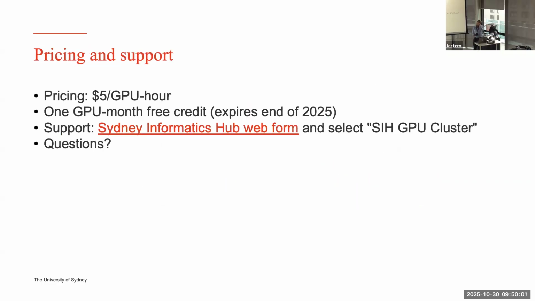So also, we've been hassling you for cost codes for your projects. So thank you to everyone who's responded to that. The normal pricing for the cluster is going to be $5 per GPU hour. At the moment, we're providing projects with 1 GPU month, basically, of free credit, which will expire at the end of the year.